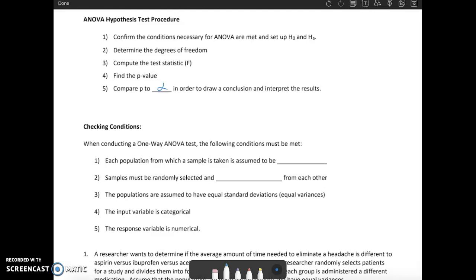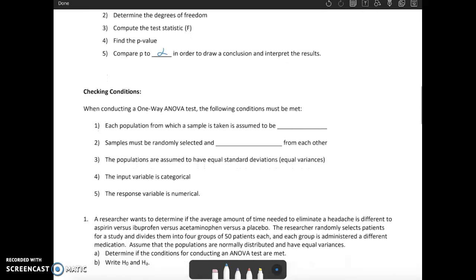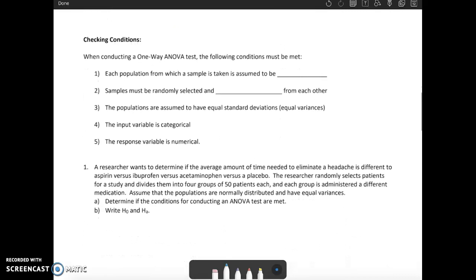If you're going to check the conditions for a one-way ANOVA test, these are what have to be met. There are 5 conditions for an ANOVA test. First, each population from which the sample is taken has to be assumed to be normal. And usually the problem just says that for us. The samples must be randomly selected and independent from each other.